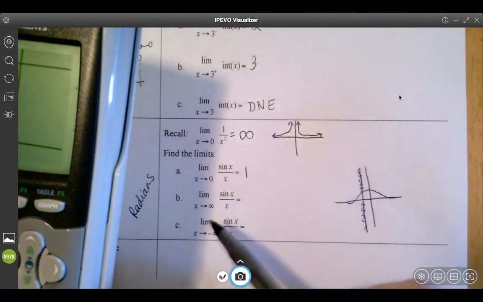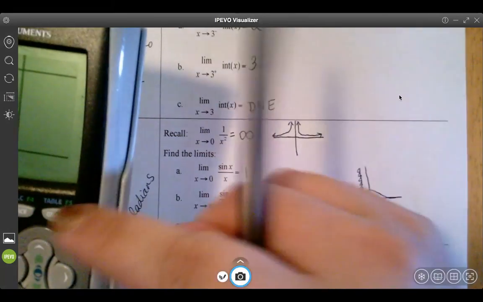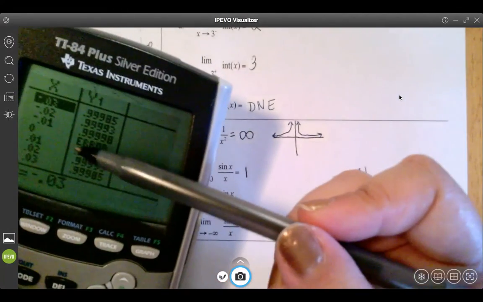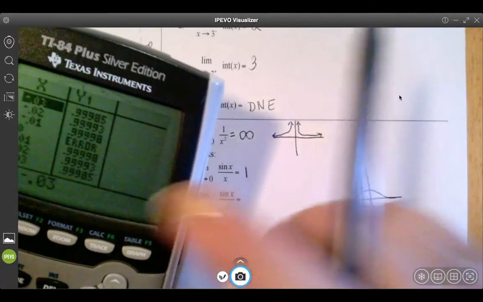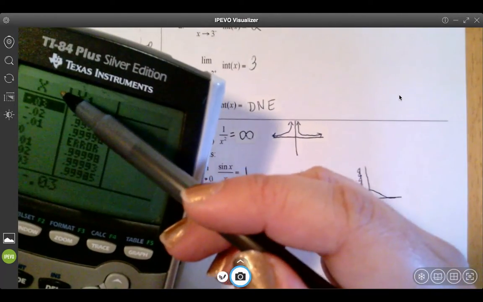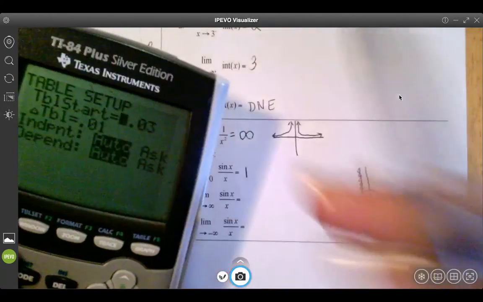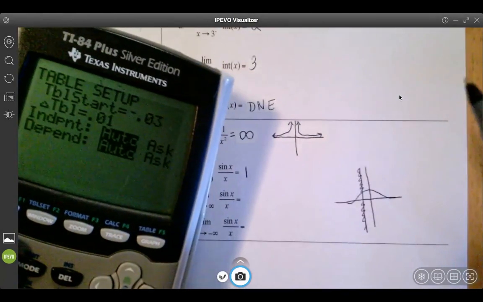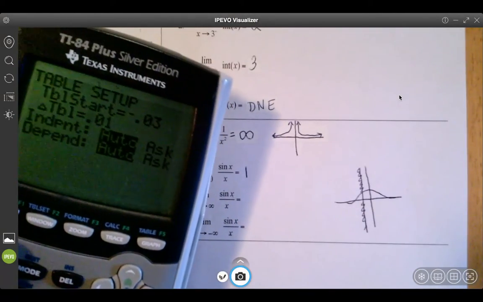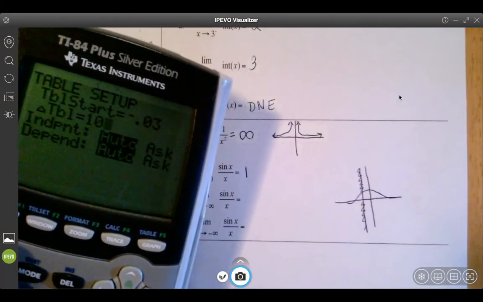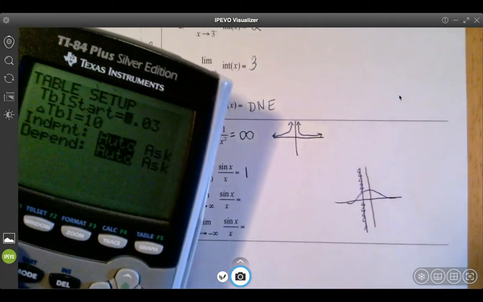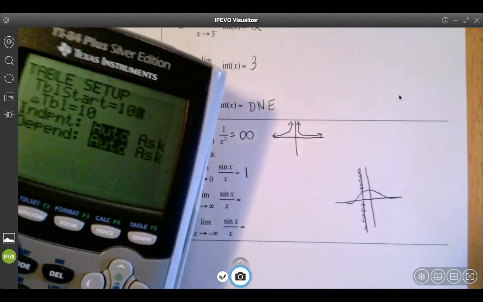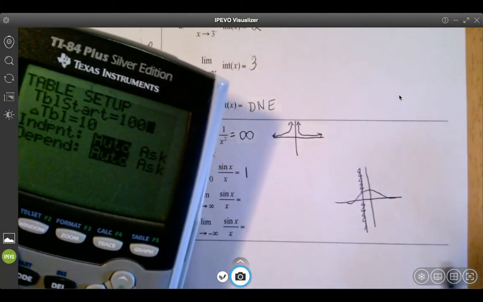Okay, what happens as x is approaching infinity? Well, I can't go out to infinity on my calculator, but what I can do is say, what happens when the values get really big? So I'm going to go into table set, and then instead of taking small increments, I want big increments. So I'm going to change this to 10. And I want to know what's happening at infinity, so let's look at what's happening around 100. And then maybe we can get an idea.